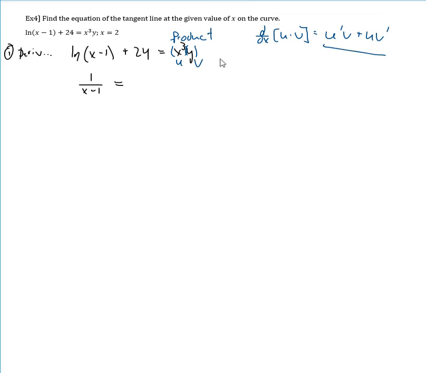So u prime, the derivative of x cubed, is 3x squared. And then v is just y. Then we have plus u, which is x cubed, and then the derivative of y would be 1. But again, as soon as you find the derivative of a y part, attach dy dx to it. All right, and so this is our derivative.